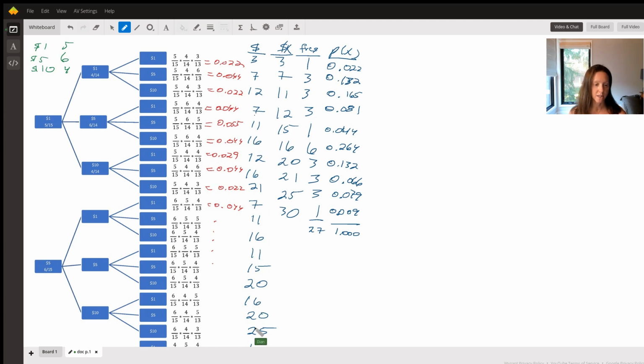So even though we have 27 here, many of them repeat. As we said, there's 3 7s, there's 3 11s, 3 12s, 1 15, 16 comes up 6 times. And then 20 comes up 3 times, 21 3 times, 25 3 times, and 30 comes up once. And so all these probabilities sum up to 1. So hopefully that makes sense.